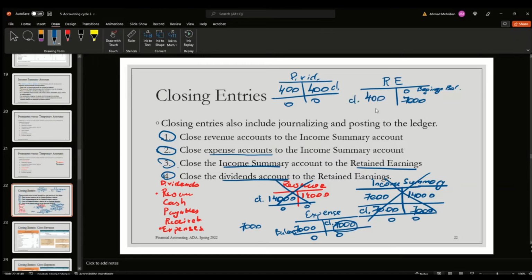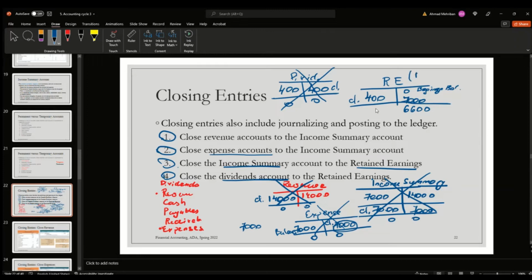Again, this is a closing entry, and now I have my final: 0 plus 7,000, 7,000 minus 400, that's going to be 6,600 is my final retained earnings for that year. So again, cross out the dividends because that one also closes out. Expenses also balance out, and that's also closed. So the next period, dividends, revenue, expense, and income summary will have a 0 balance. Whereas retained earnings is not.